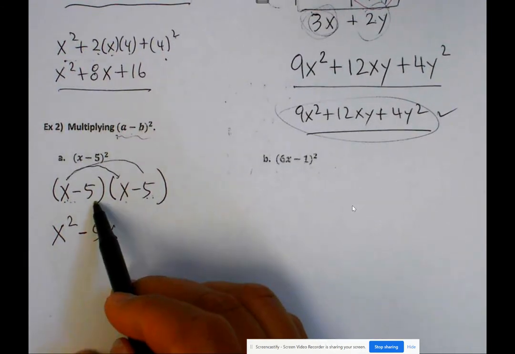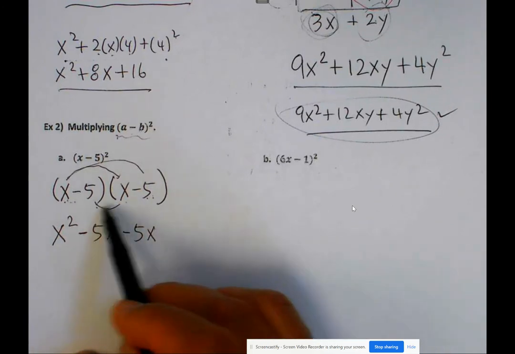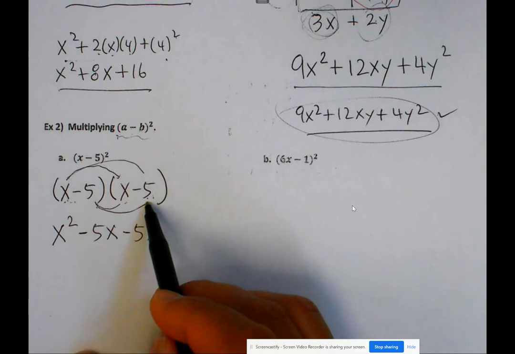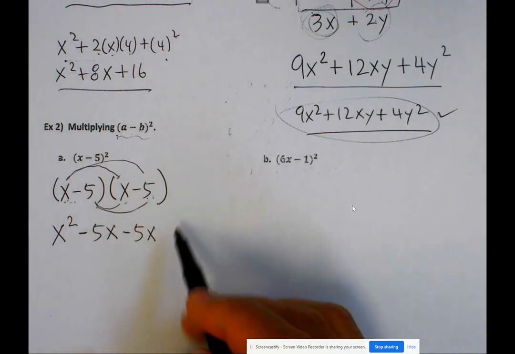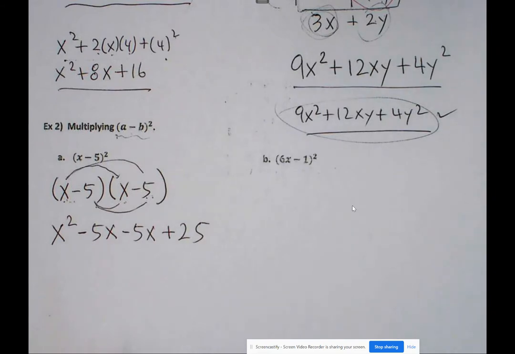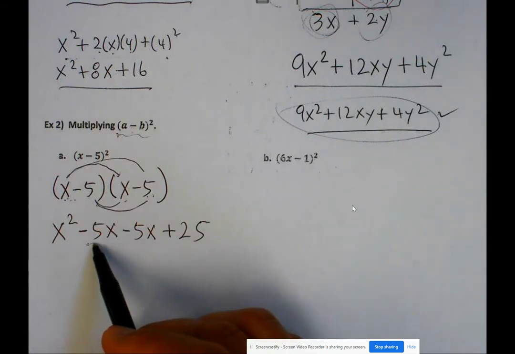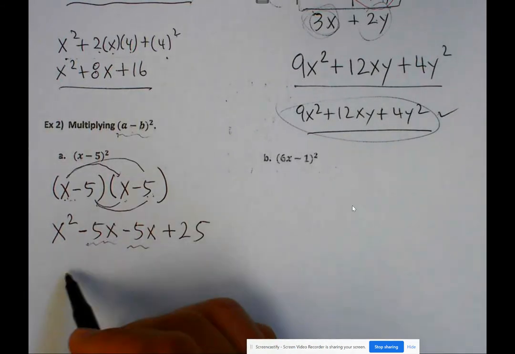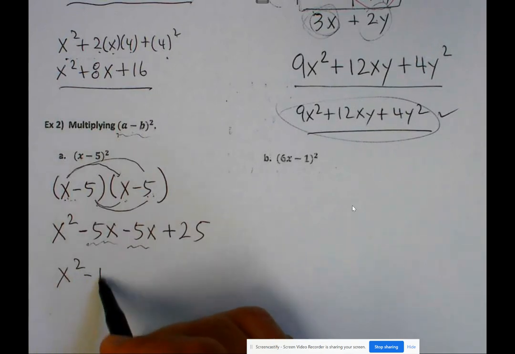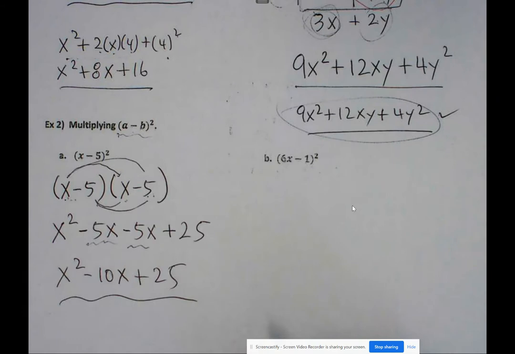And inner will be this times this, the inner one, negative 5 and x, negative 5x. And the last will be negative 5 and negative 5. That gives you positive 25. Negative times negative will give you positive. Alright, so we have negative 5x and negative 5x, which will give you negative 10x plus 25, and we are done.